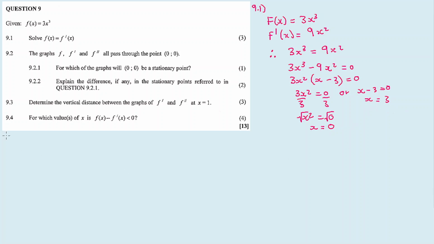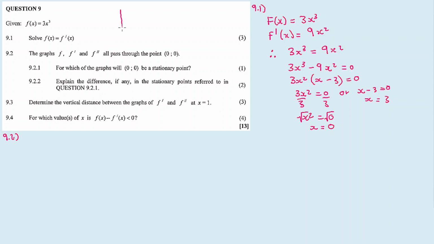Then go to 9.2. The questions are 9.2.1 and 9.2.2. The statement says the graphs of f, the cubic function, and f prime, which is a parabola, and f double prime, which is a straight line, all pass through the point (0;0), right?